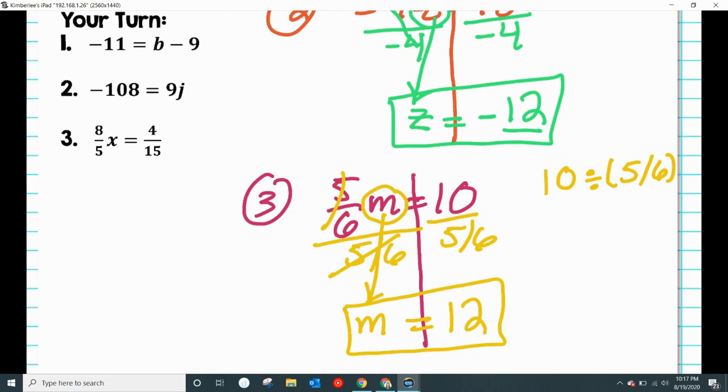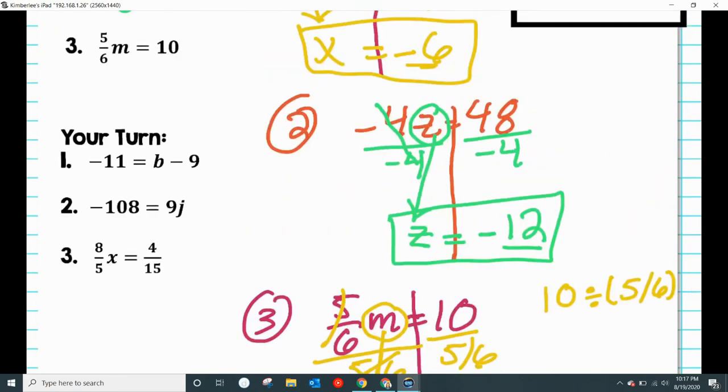So that makes our equation up here true. If we were to plug in 12 for m, 5/6 times 12 should equal 10. And you can always check that with your calculator, okay? So now it's your turn.